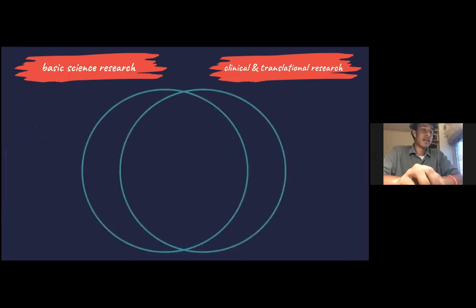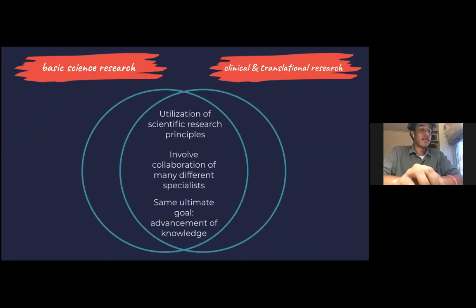So these two, being both really rigorous kinds of research, are very similar in many aspects. Both utilize very similar scientific research principles, as well as pretty much the same kinds of research methodologies. And they both involve really rigorous collaboration between different kinds of specialists, especially in the field of medicine. Both kinds of research really incorporate specialists from both fields. And ultimately, they share the same goal, which is the advancement of knowledge, and in the field of medicine, of course, the improvement of health outcomes.